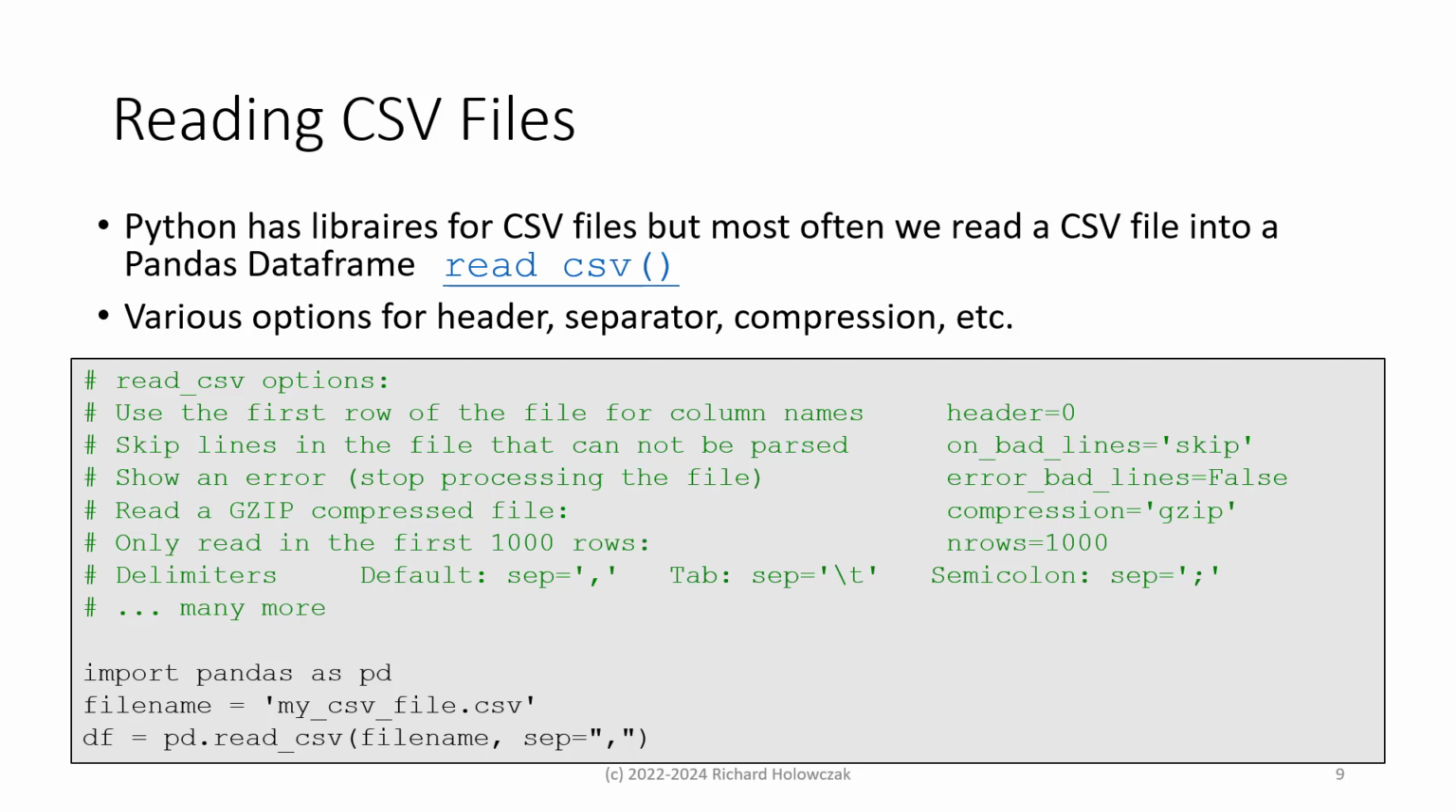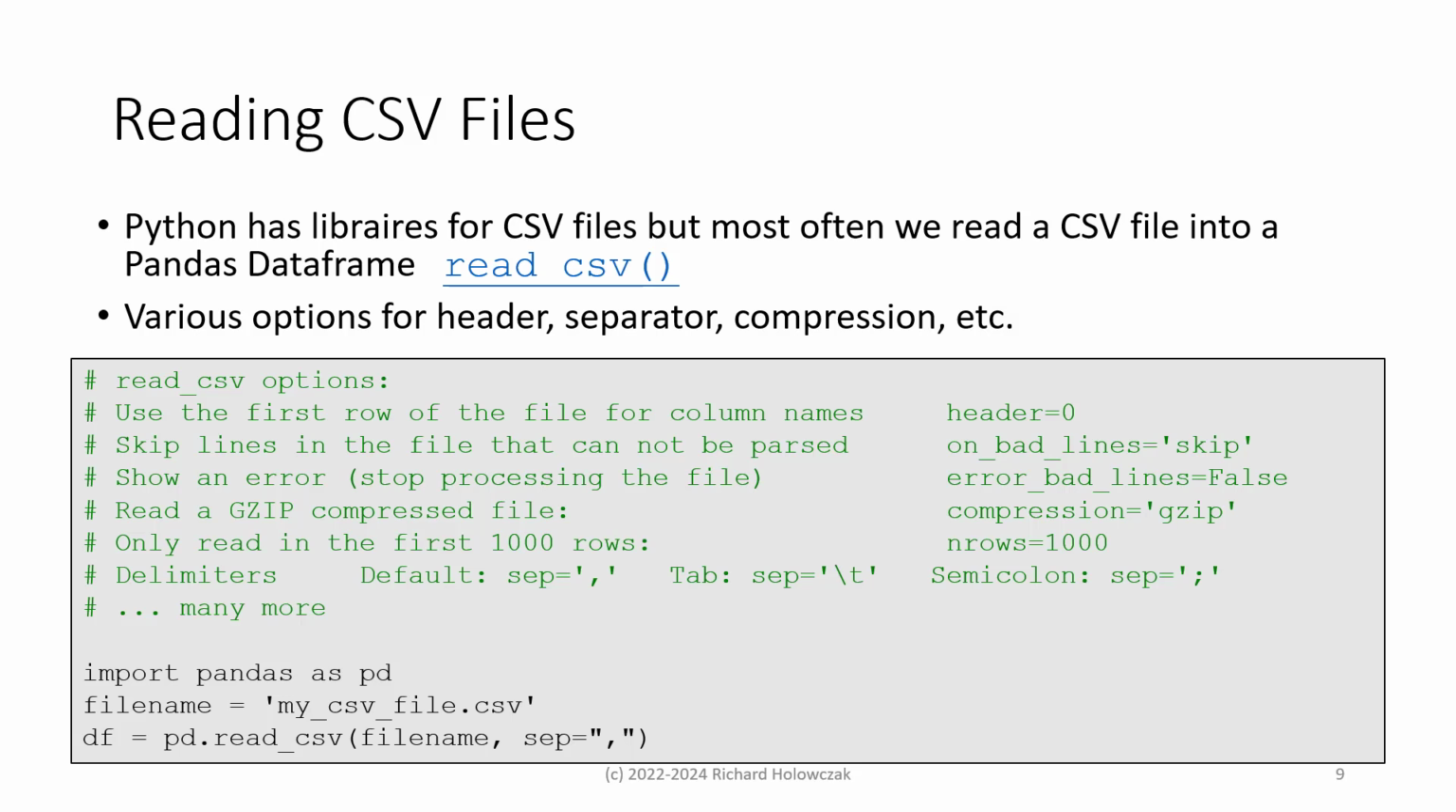Python has libraries specifically for CSV files, but most of the time when we read a CSV file, we want to read it into a pandas data frame. And to do that, we can use the read CSV function. There's various options for read CSV. There's, I think, actually more than 20 or 25 options.